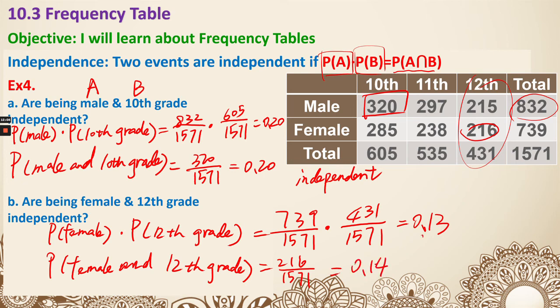Clearly, they're not the same. Even with rounding, so we only have two digits, they're not even the same. That means it's going to be not independent.